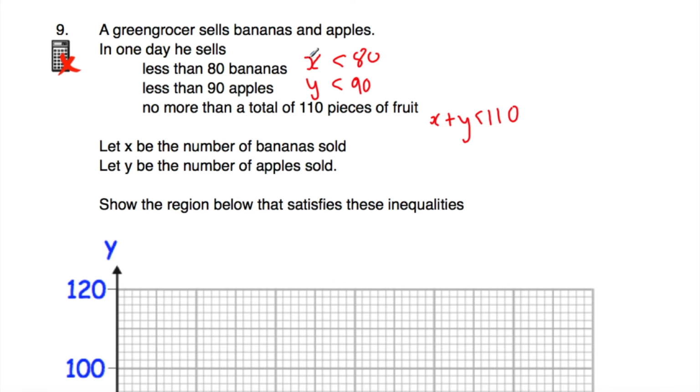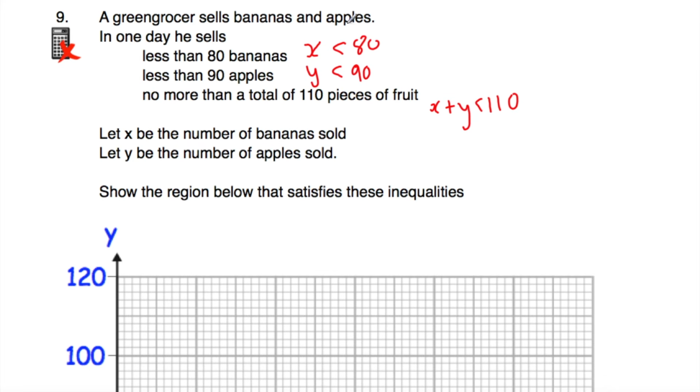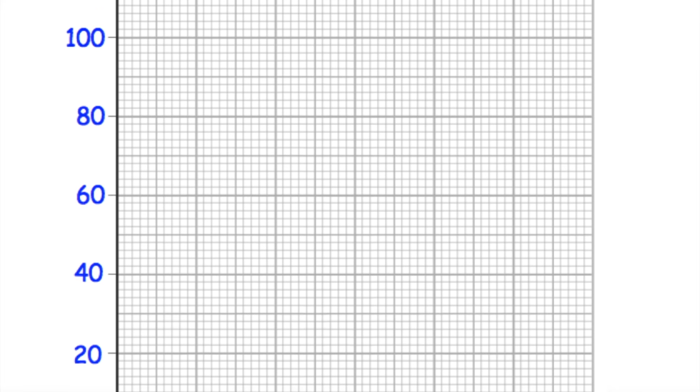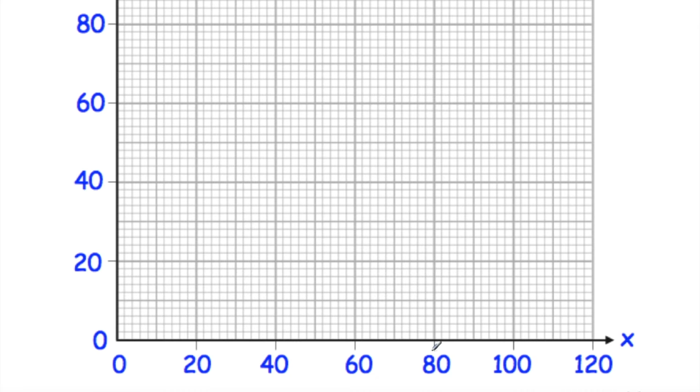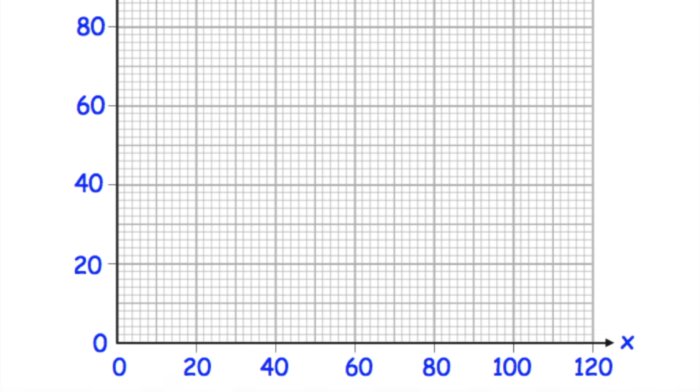Okay, so let's start off by drawing X is less than 80. So that's going to be a vertical line that crosses the X axis at 80. So let's draw that line, and it's less than 80, so it's going to be a dashed line. So there's 80 on the x-axis, and all the points on that vertical line will have an x-coordinate of 80. So let's draw that vertical line.